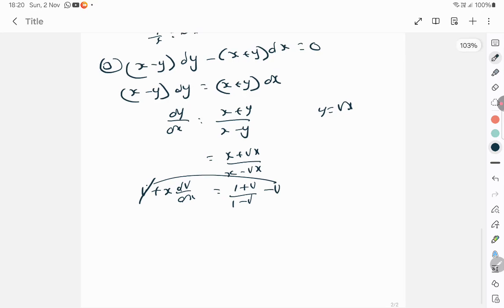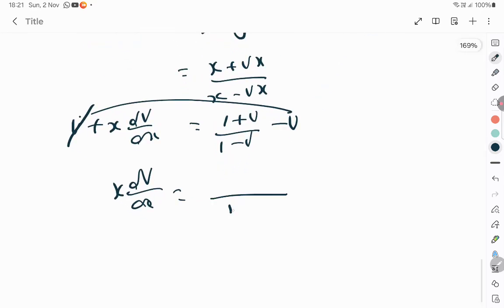So when you sit and solve this, what will happen is 1 minus v, 1 plus v minus v plus v square. The v and v gets cancelled. So the next step, therefore, you get 1 plus v square by 1 minus v.